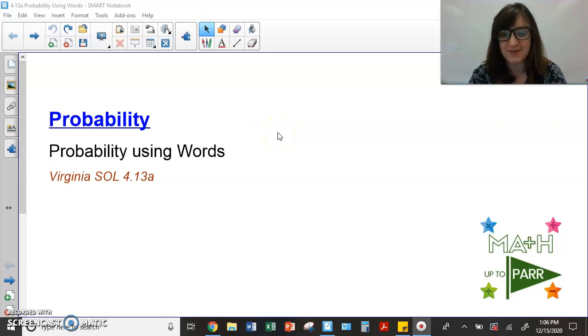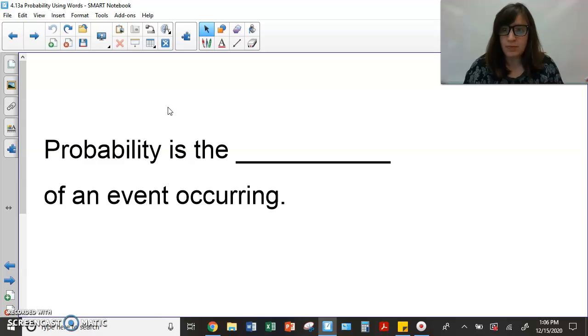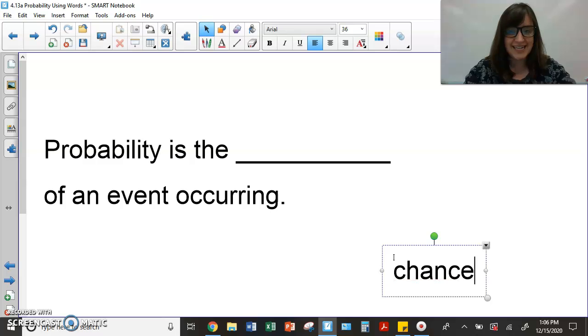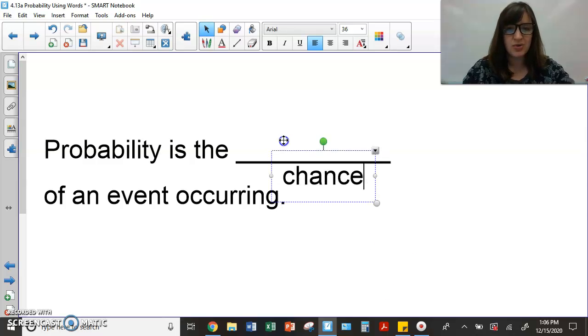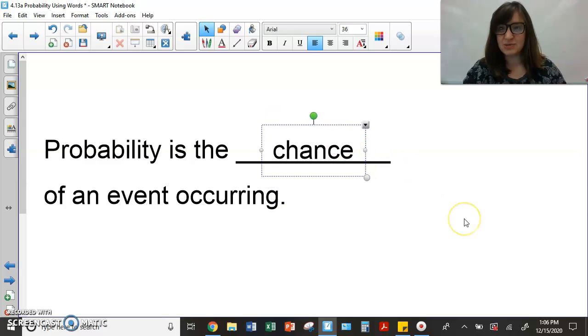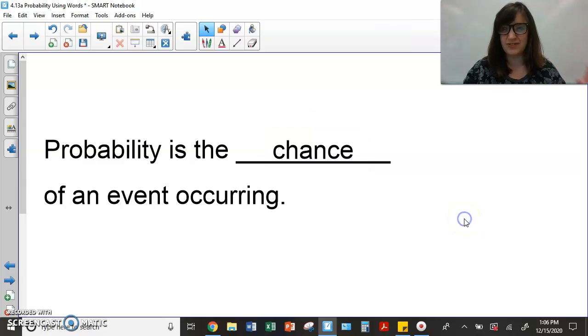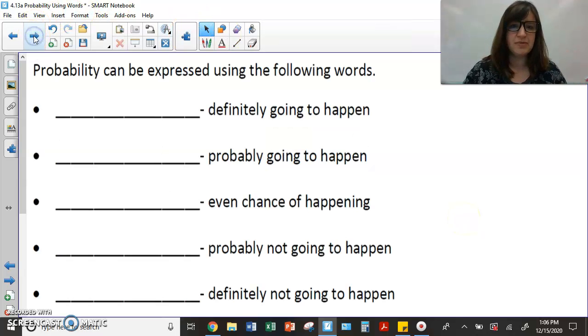Parr, and on this episode of Math Up to Par, we are going to be talking about probability, and we're going to be talking about the words that we use to represent probability. So let's talk about what probability is. Probability is the chance of an event occurring. So what's the chance something will happen? That's what probability is, and it actually involves mathematical thinking. So we're going to use some words to represent the chances of an event occurring, okay?